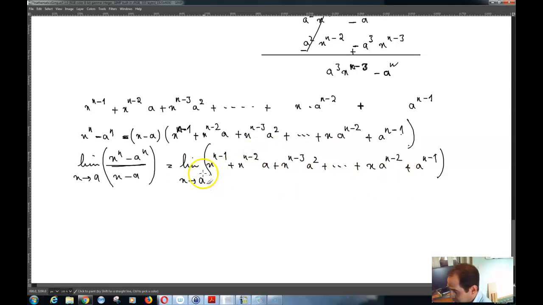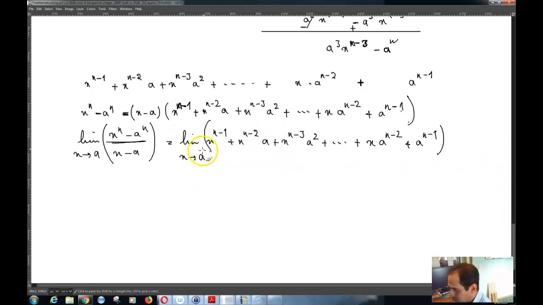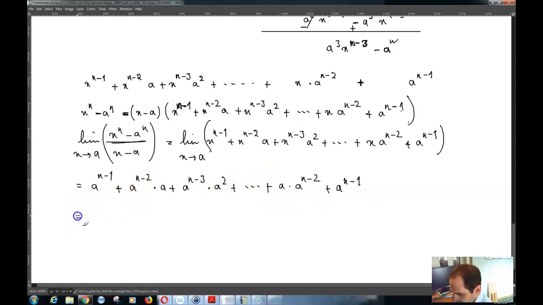And of course, to get the limit of this polynomial, you have to calculate the value of this polynomial at x equal to a, which becomes a raised to the power n minus 1 plus a raised to the power n minus 2 times a plus a raised to the power n minus 3 times a squared, plus all the way up to a times a raised to the power n minus 2 plus a raised to the power n minus 1, which is of course equal to a raised to the power n minus 1, and a raised to the power n minus 2 times a is equal to a raised to the power n minus 1.